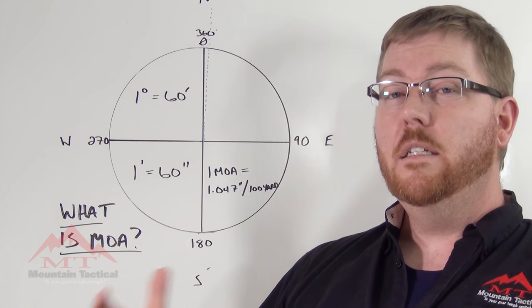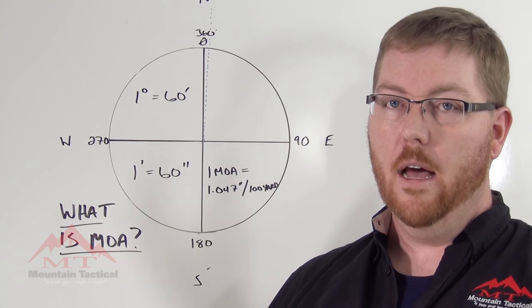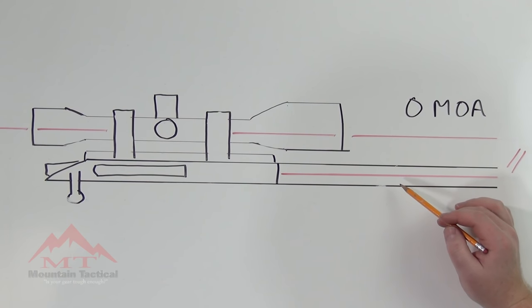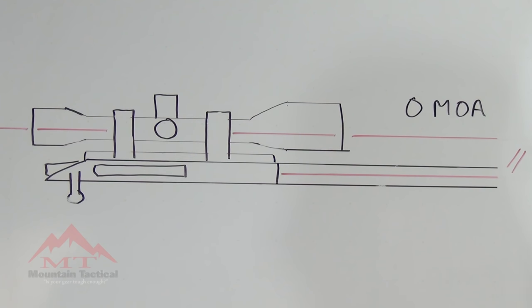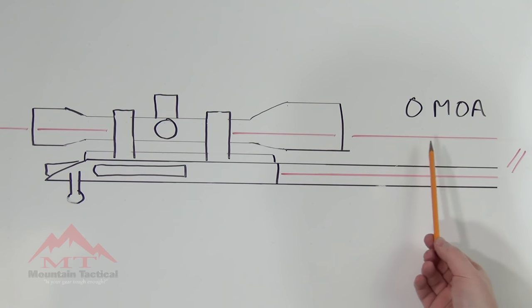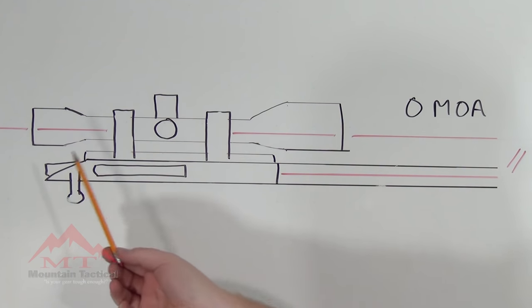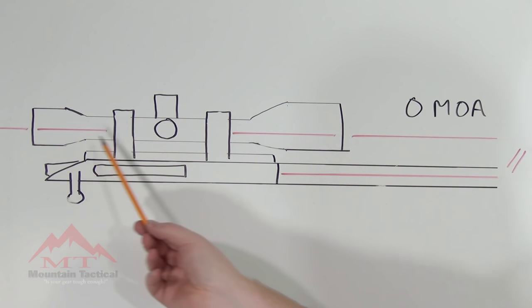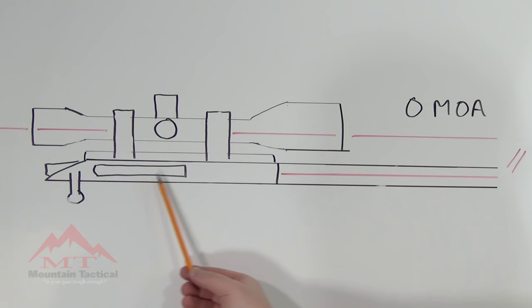So let's dive into how this relates to the optic on your rifle. All right, we're not circumnavigating the globe. Let's see how this actually applies to our firearm. Zero MOA rails or zero MOA optic mounts have been the way we've mounted modern optics to the modern rifle since the modern optic and the modern rifle. What you have here is your line of sight. All we're doing with the rail is manipulating the line of sight. So with a zero MOA rail, your line of sight is parallel to the bore of your rifle.